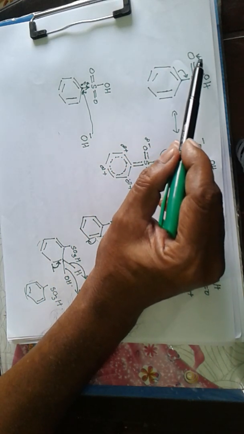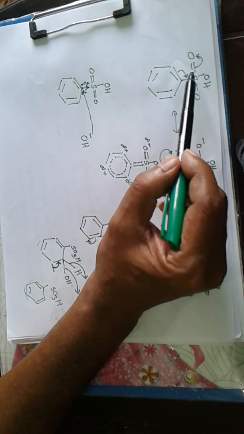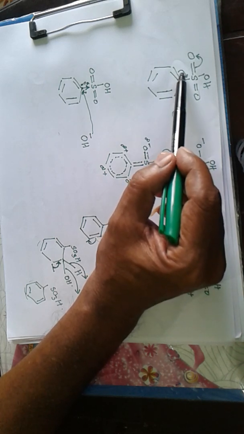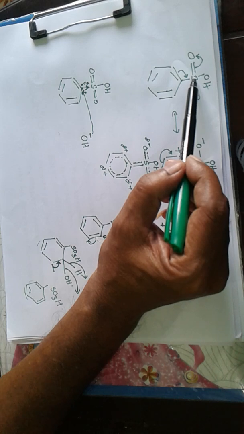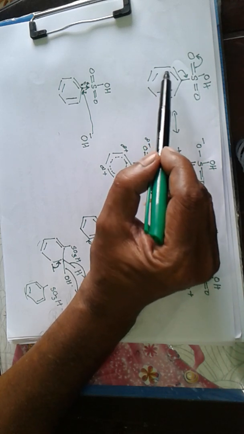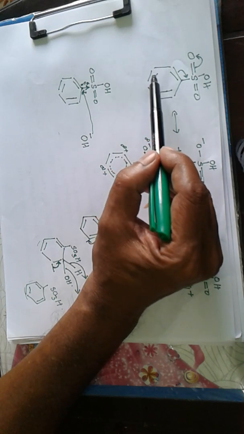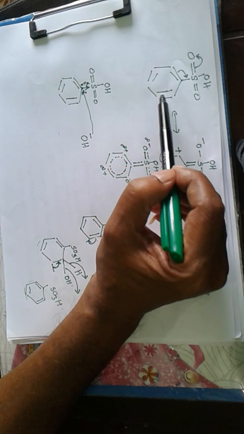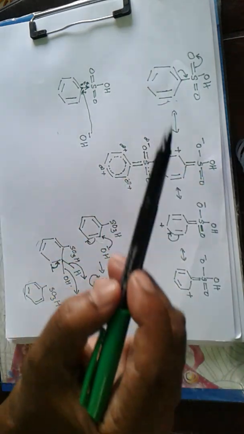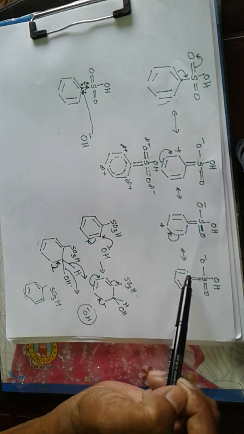Now this pi bond will be polarizing, or ionizing, in this direction. We get S positive and O negative. Now this pi bond will be shifting in this direction, so that the positive charge of sulfur is transferred, and we get a positive charge here. This bond will migrate in this direction, creating a positive charge here. This bond will migrate in this direction, creating a positive charge here. So we get these canonical structures.